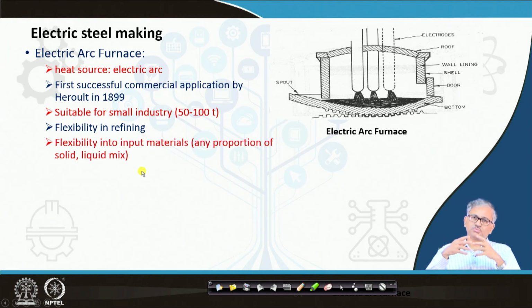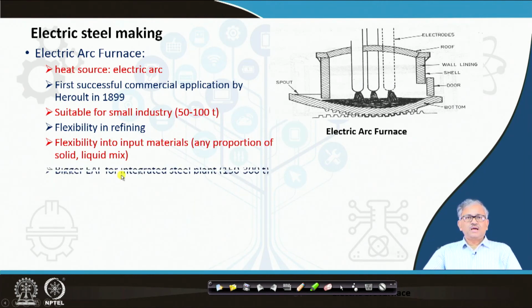You can take any proportion of hot metal if required, because if you want to take this furnace into an integrated steel plant, it is possible nowadays, and you can take any kind of raw material mix. A bigger EAF for an integrated steel plant is also 150 to 300 ton. Now it is also coming.